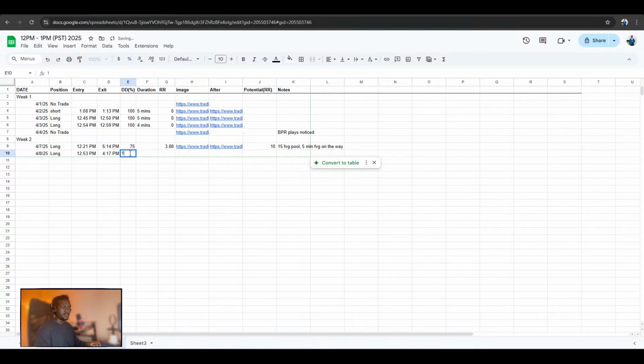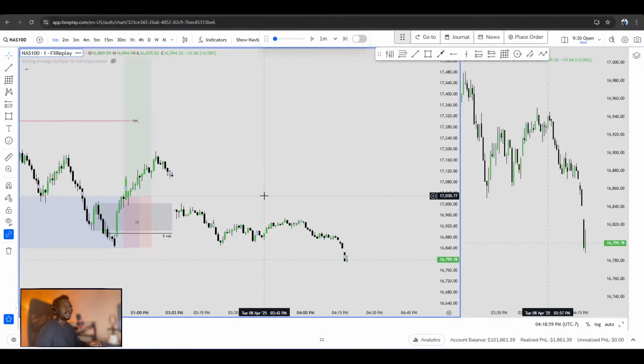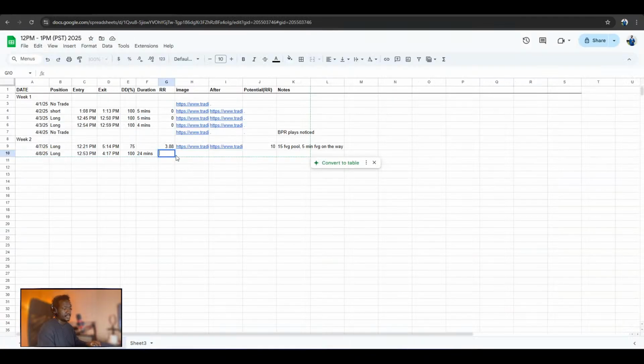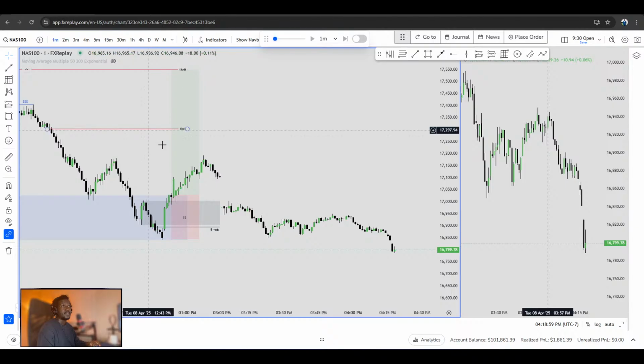Drawdown is 100. So now we have 4 losses here and 1 win, and we're still in profit. So that's like 17 minutes, 24 minutes. I hope my math is right. 7 minutes to 1 and 17 minutes past 24 minutes. Risk to reward ratio allows no 0. The potential was there. We had a potential of 0.8.